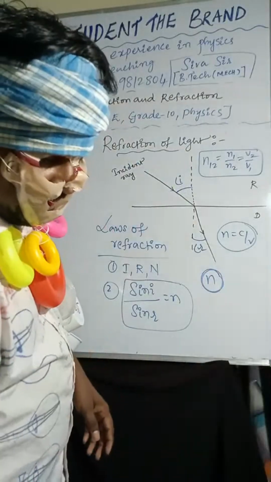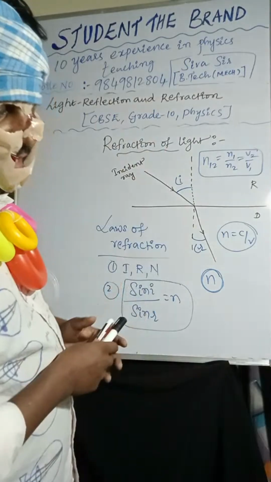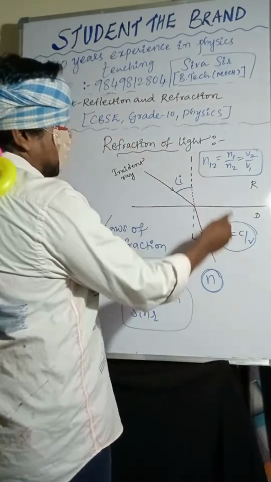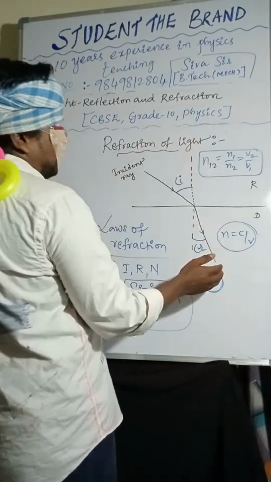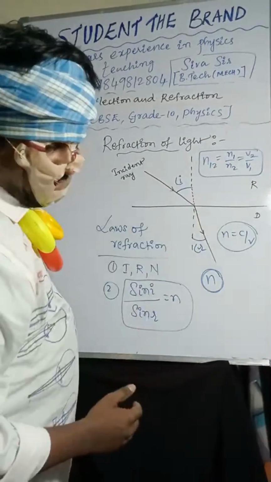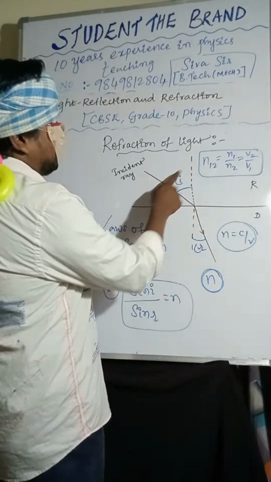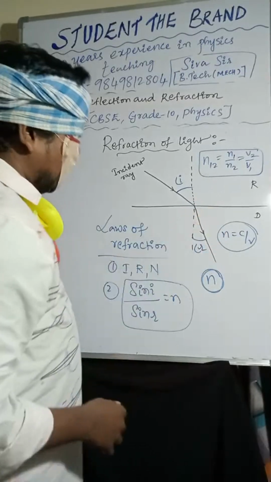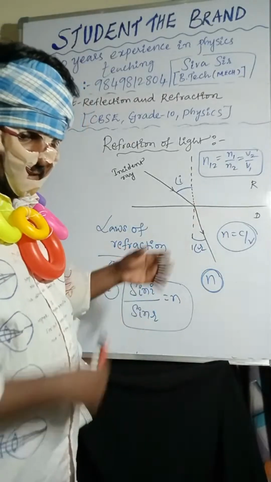So now I'm considering refraction of light. Light is passing from rarer to denser. When the light ray passes from rarer to denser, at the point of incidence it bends towards the normal line. The angle between the incident ray and the normal line is called the angle of incidence. The angle between the refracted ray and the normal line is called the angle of refraction. So the laws of refraction are these.